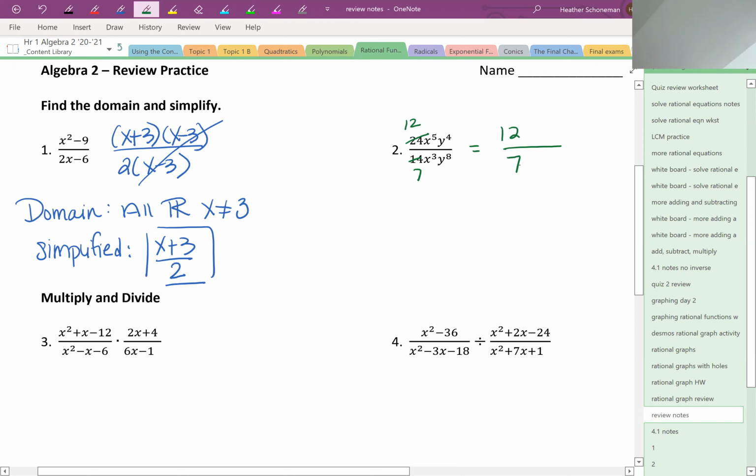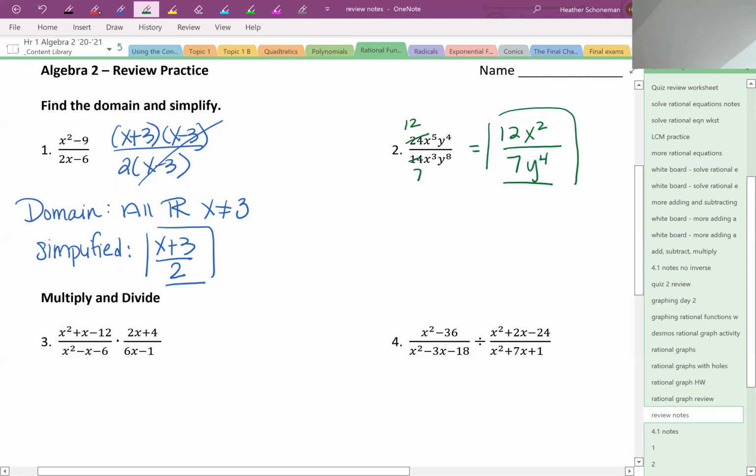Now let's deal with the variables. There's 5 x's on top and 3 on the bottom. So we cancel, we get 2 x's, and they're left over on the top because we start with more on the top. Same thing with the y's, 4 on the top, 8 on the bottom. We cancel, and we get 4 on the bottom, and we're done.